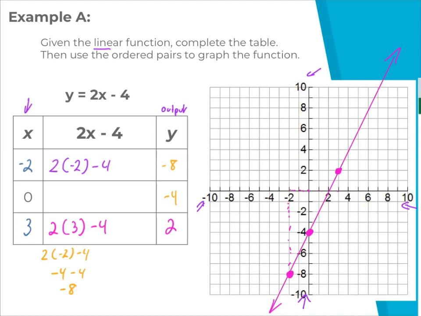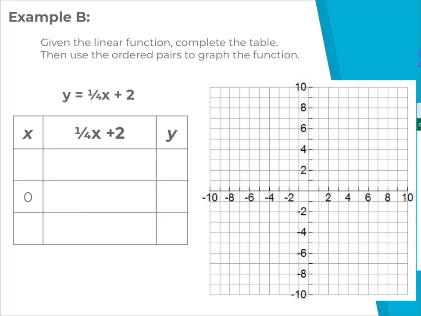Now let's take a look at example B. So here we are at example B, and it says, given the linear function, complete the table, then use the ordered pairs to graph the function. Again, we're talking about linear functions, so everything we're going to use today is going to make a line. In this case, my linear function says y equals 1/4 x plus 2. So any number that I substitute in, I'm going to be multiplying by 1/4 or dividing by 4.